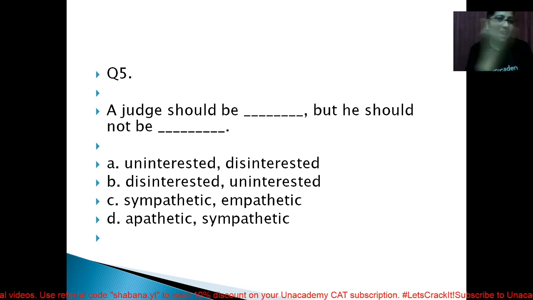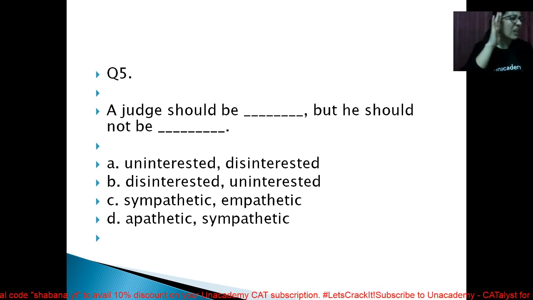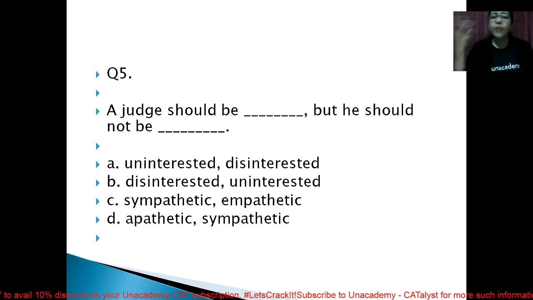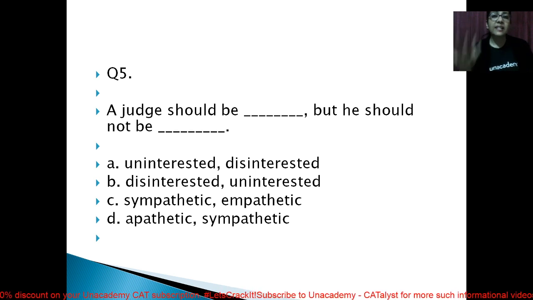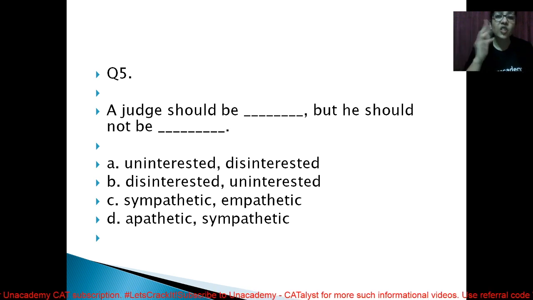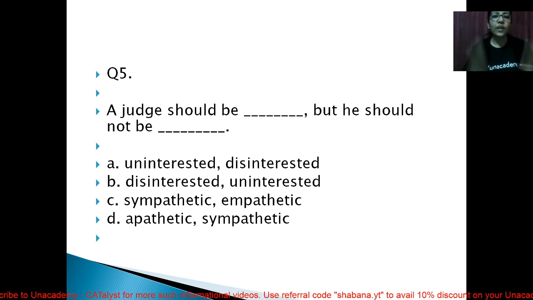That's the catch, Masira. Uninterested ka matlab hota hai somebody who is not at all interested. When Masira started talking about her interest or about her goal, the others seemed uninterested. They kind of started yawning. That is called uninterested. But disinterested kya hota hai, Simran? Disinterested is when you are impartial, when you are unbiased, when you don't take a subjective stand. You are totally unbiased and you look at objective details and data. Okay, so that is called disinterested.